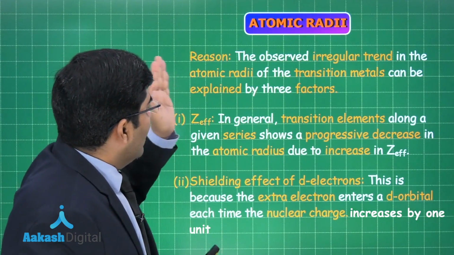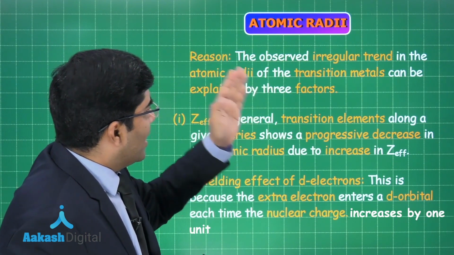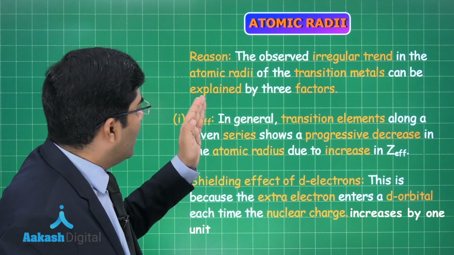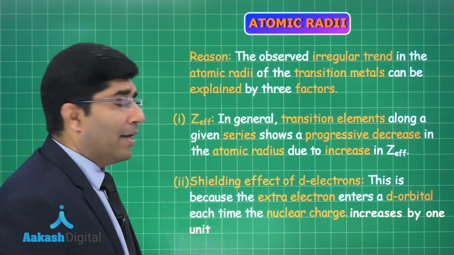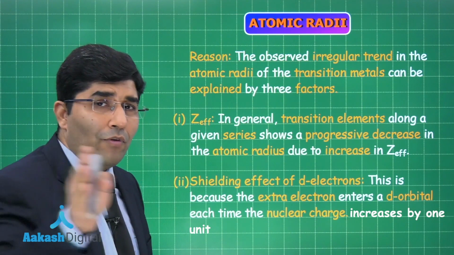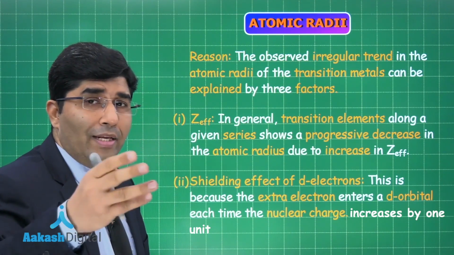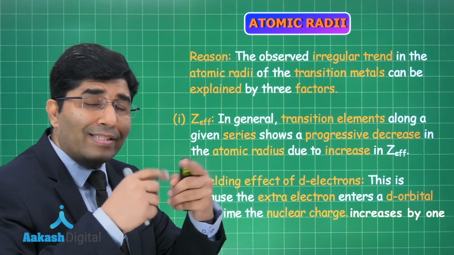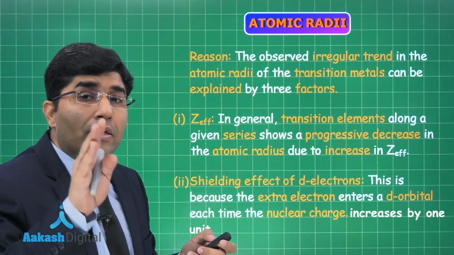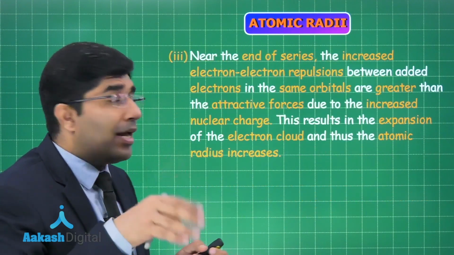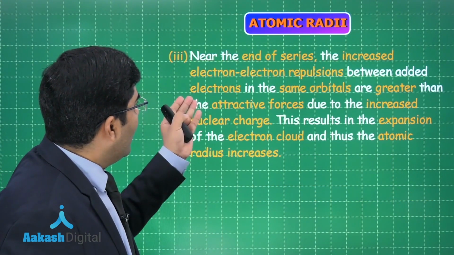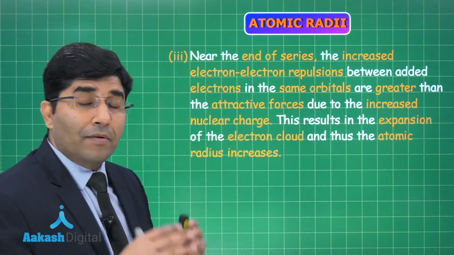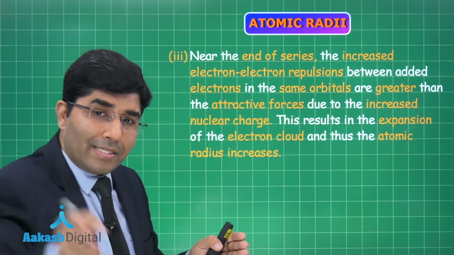Now, the observed irregular trends in the atomic radii of the transition metals can be explained by three factors. First is effective nuclear charge. When we move across, effective nuclear charge will increase, size will decrease. Second is the shielding effect. Shielding effect will cancel the effective nuclear charge. It will become almost constant, and after that there will be electron-electron repulsion, right? That's why the variation was like this.